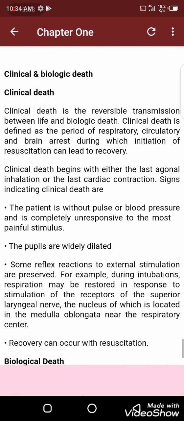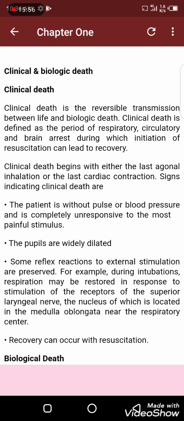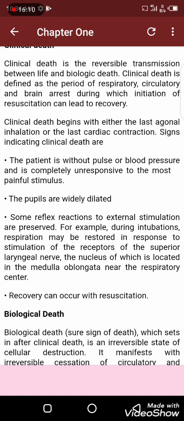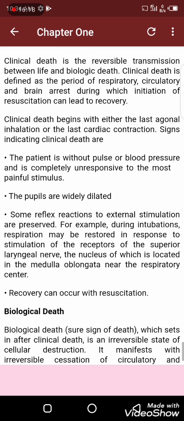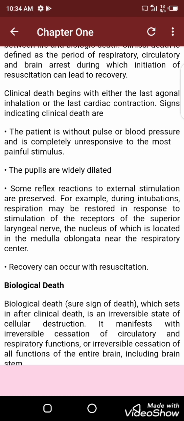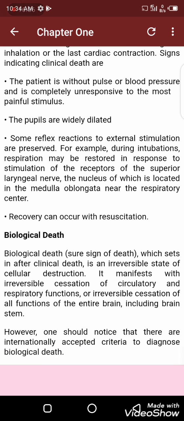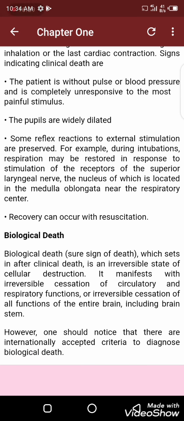So in clinical and biological death, clinical death is the reversible transition between life and biological death. Clinical death is defined as the period of respiratory, circulatory and brain arrest during which resuscitation can lead to recovery. Clinical death begins with either the last agonal inhalation or the last cardiac contraction. Signs indicating clinical death are: the patient is without pulse or blood pressure and is completely unresponsive to the most painful stimulus. The pupils are widely dilated. Some reflex reactions to external stimulation are preserved.